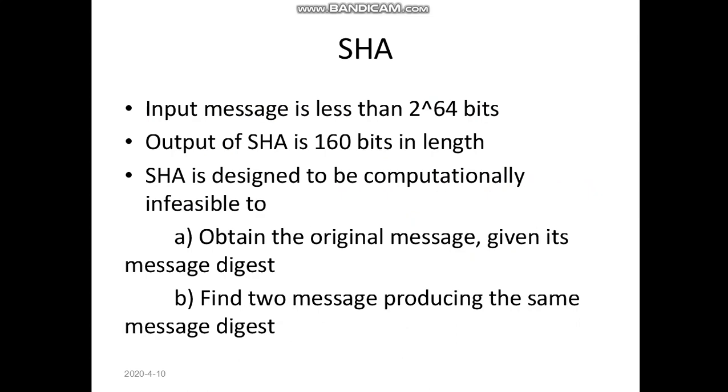Now, let's see what the inputs, outputs and functionality of this algorithm are. The input message length is less than 2 power 64 bits. The output of SHA, that is the message digest, is 160 bits in length. SHA is designed to make it computationally infeasible to obtain the original message given its message digest, and to find two messages producing the same message digest.